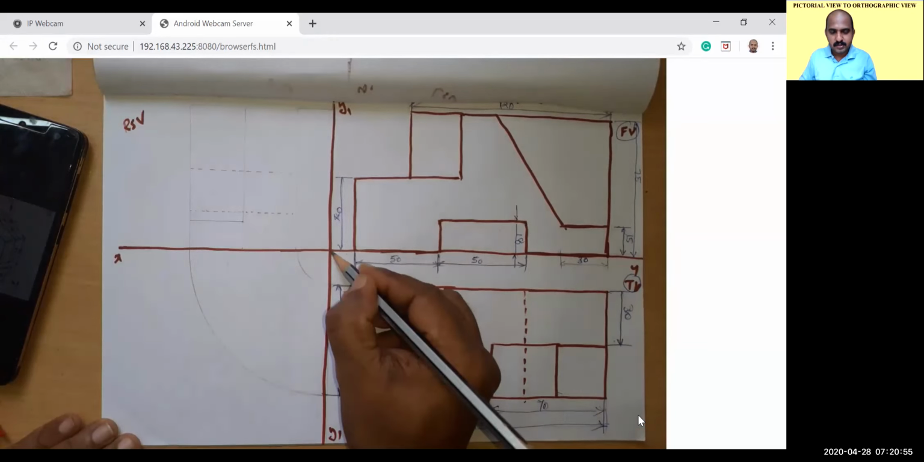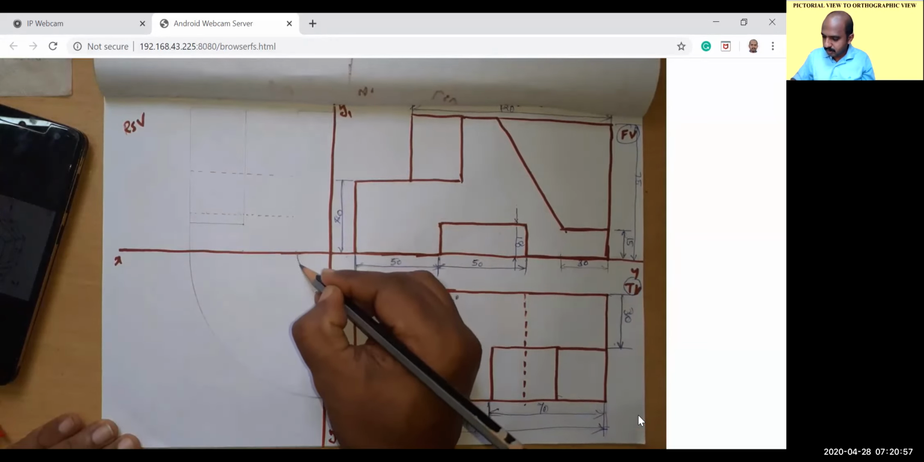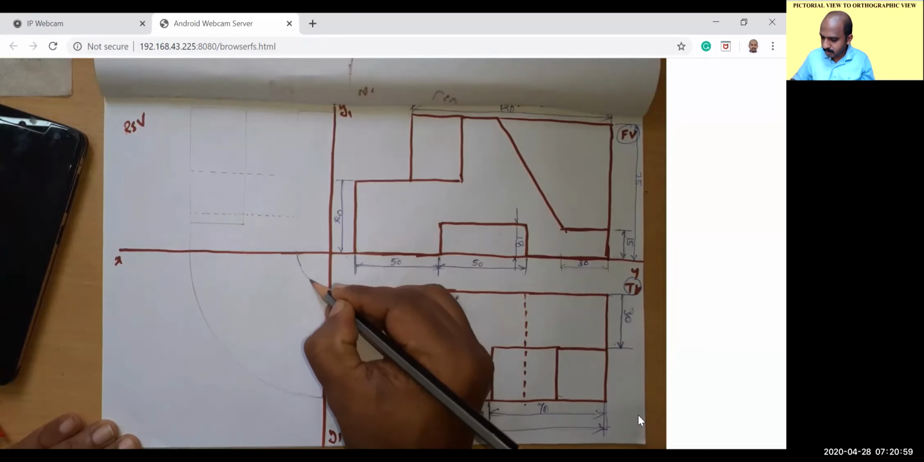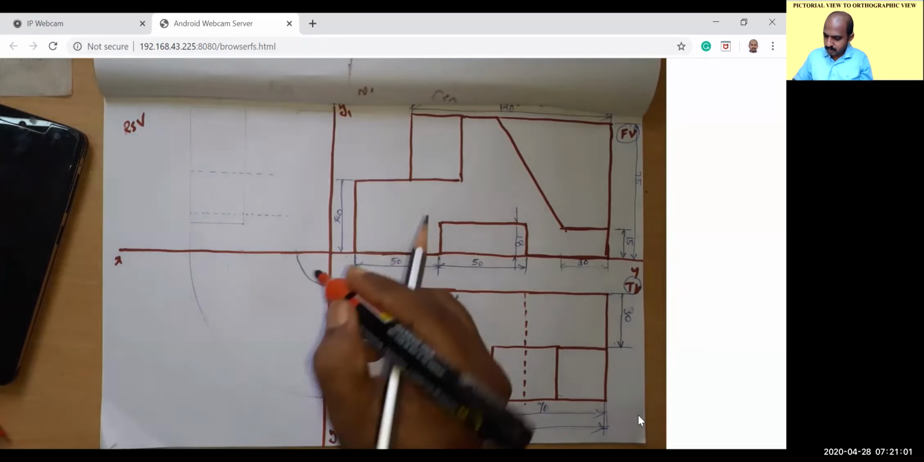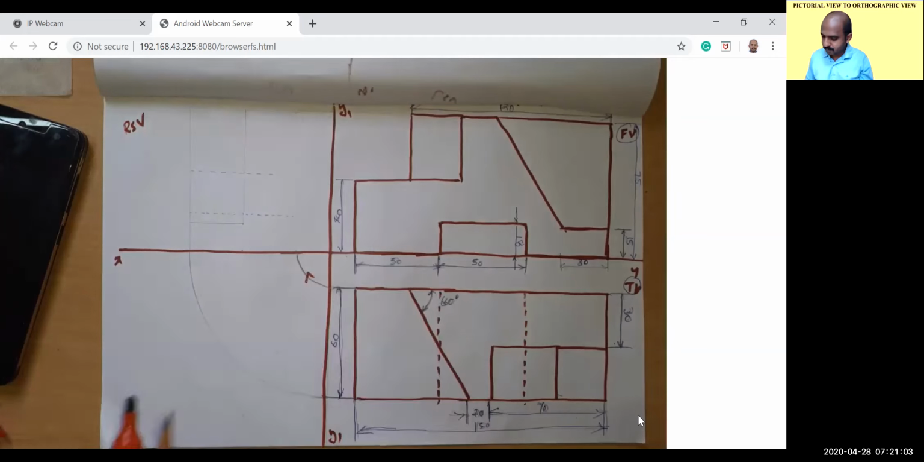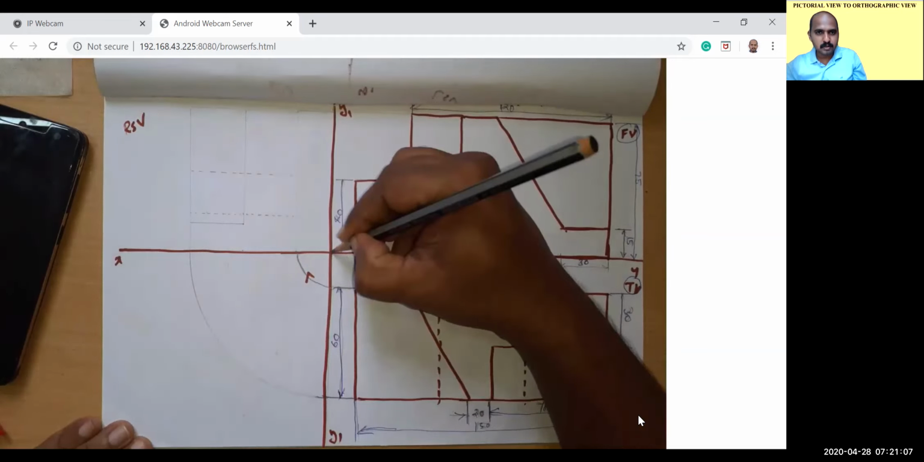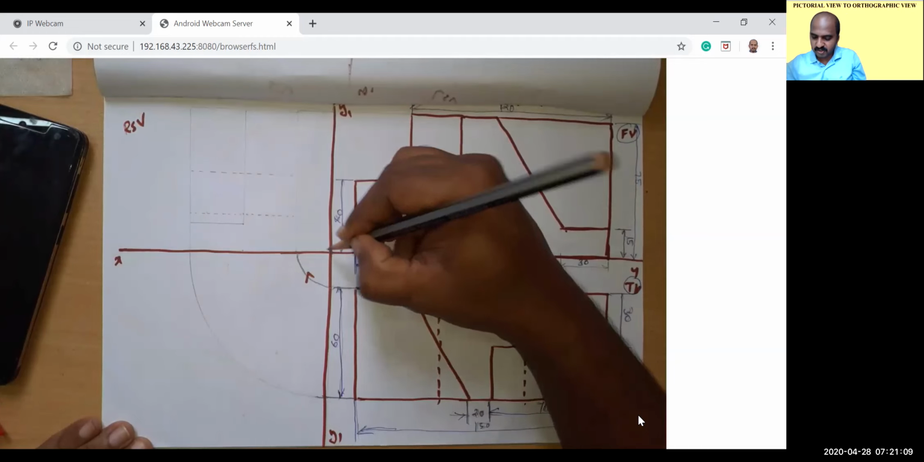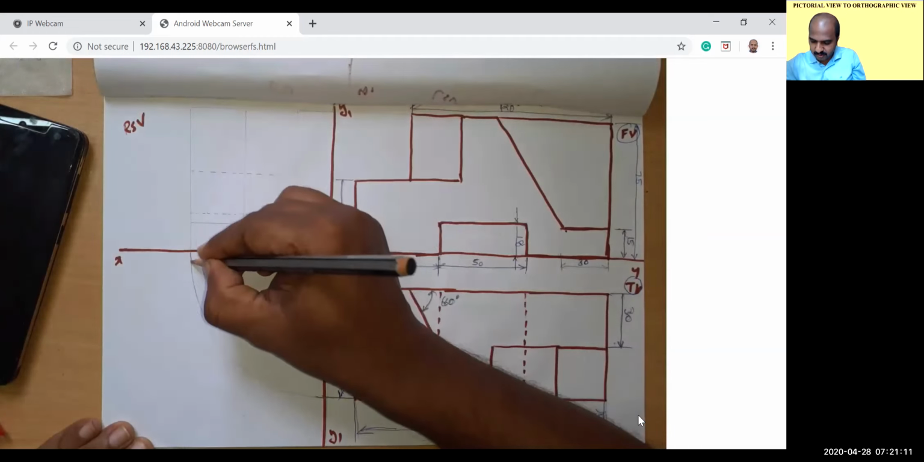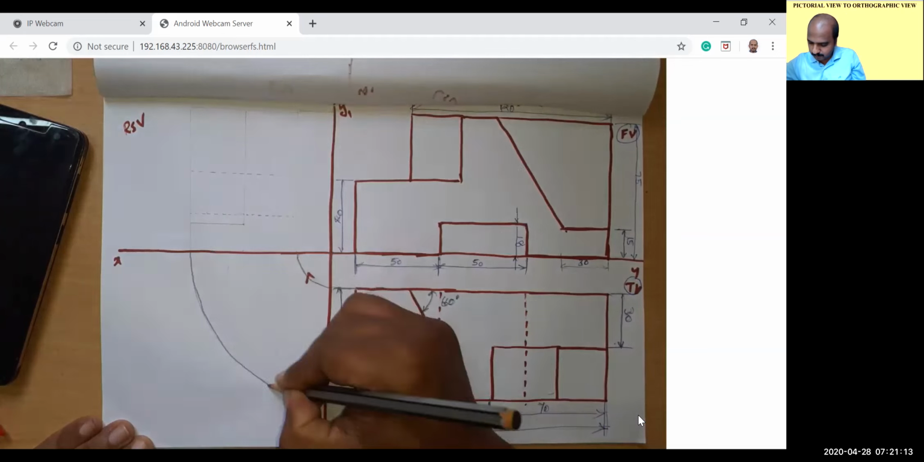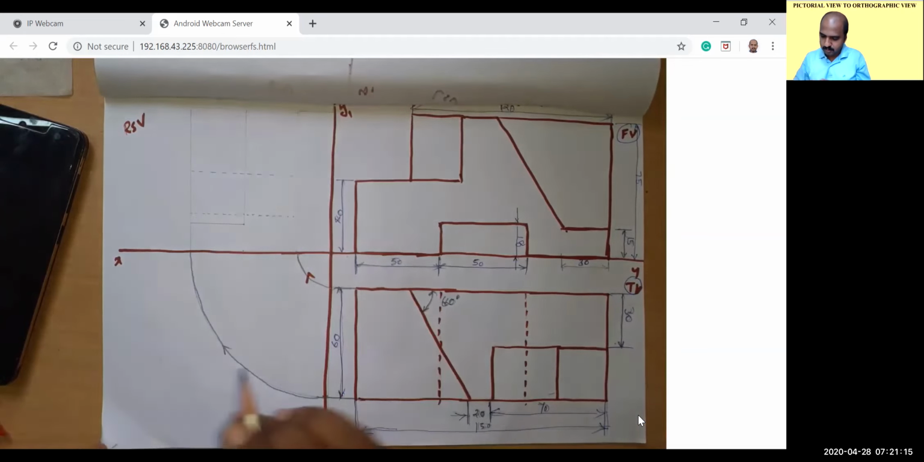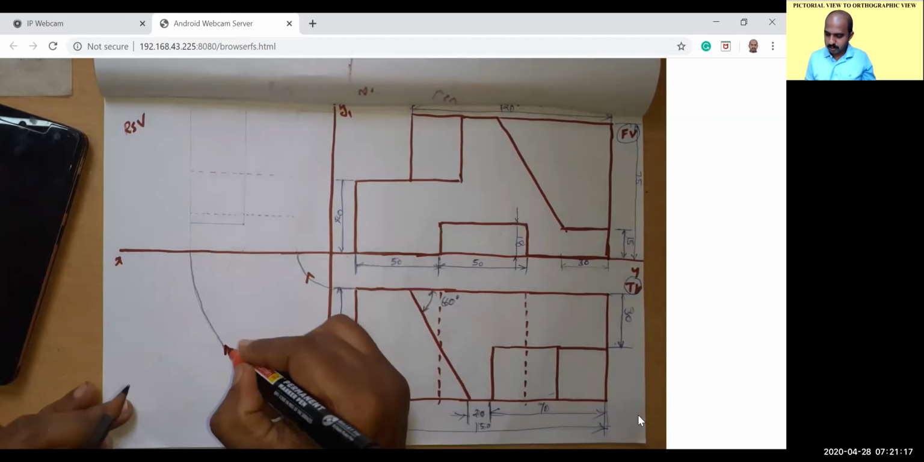Then this is a center. Draw an arc in this direction, to this meeting point. The meeting point of xy and y1 as center, draw an arc. Draw an arc here.